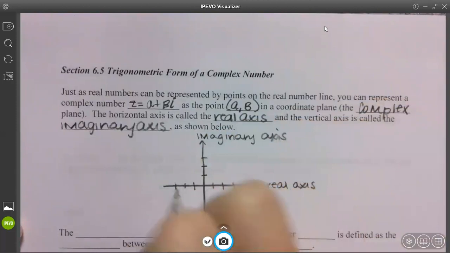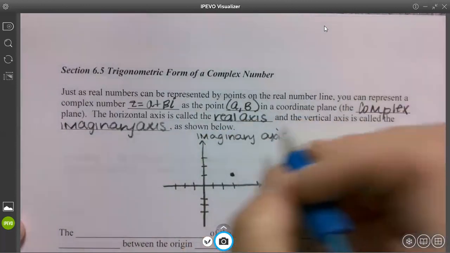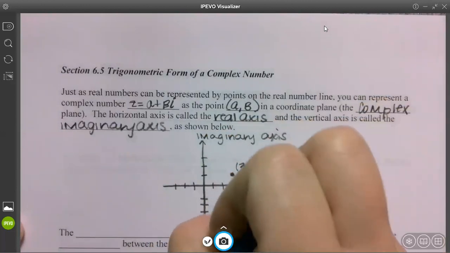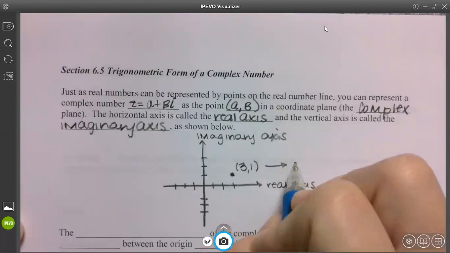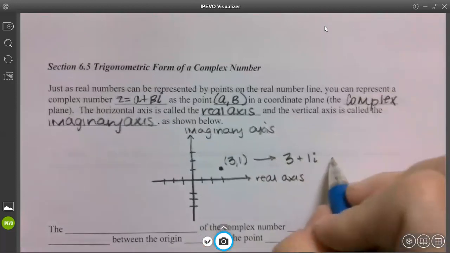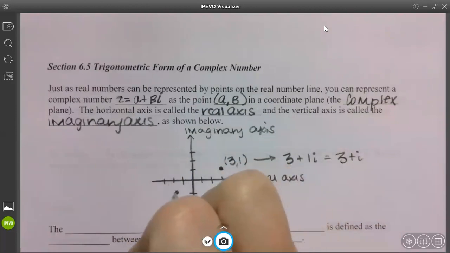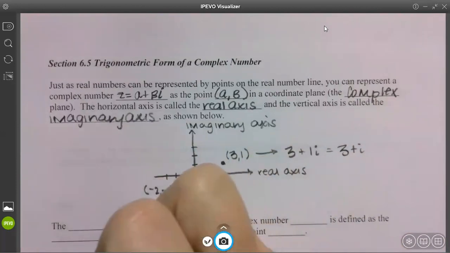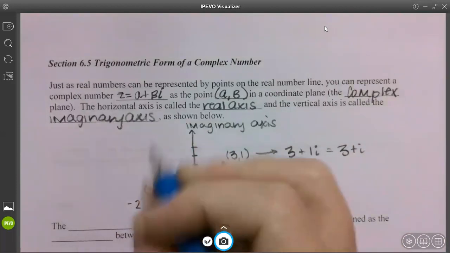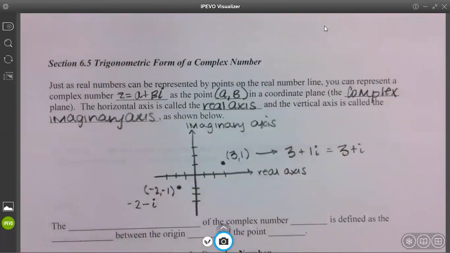And if we draw 3 up, down, left, and right, this point right here, which is technically (3, 1), is 3 on the real axis, but 1 on the imaginary axis, or just 3 plus i. So if I do another one right here at (-2, -1), that would be -2 on the real axis and -1 on the imaginary axis.